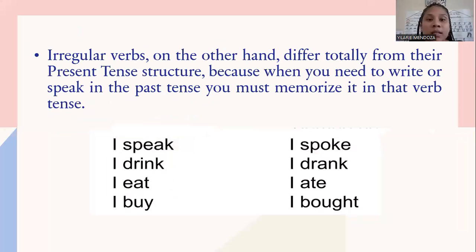In the irregular verbs there is a difference. The irregular verb, on the other hand, is totally different from the present structure, because when you need to write or speak in the past tense, you must memorize that verb. For the word speak in present, the change in the irregular verb is spoke. Drink and drank, eat and ate.